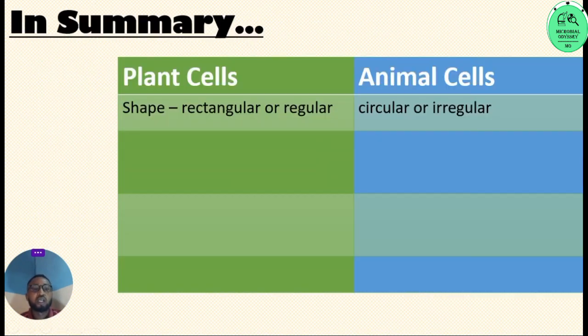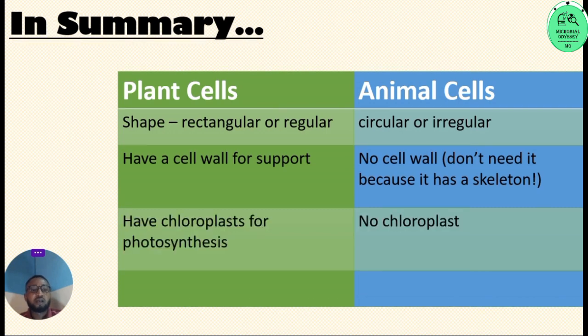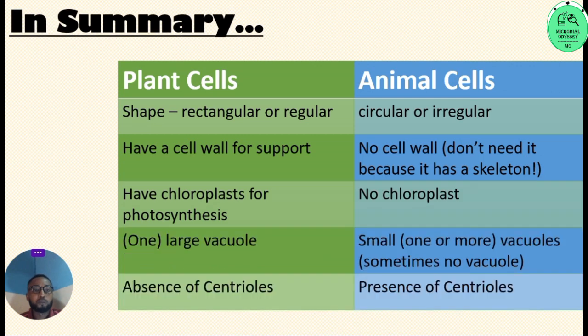So in summary, plant cells are rectangular or regular in shape, while animal cells are circular or irregular in shape. The plant cells have a cell wall for support. The animal cells do not have a cell wall since they already have the skeleton. Then the plant cell has the chloroplast for photosynthesis. Animal cells do not have it. Plant cells have one large vacuole, while for the animal cells, some do not have one, but those that have usually have small ones, and there are more than one.